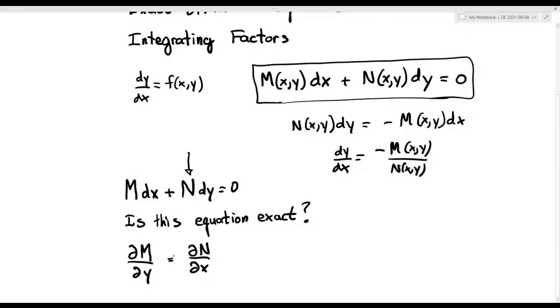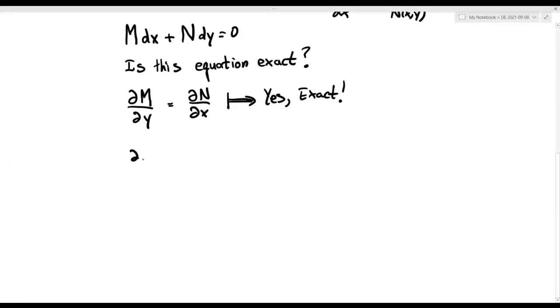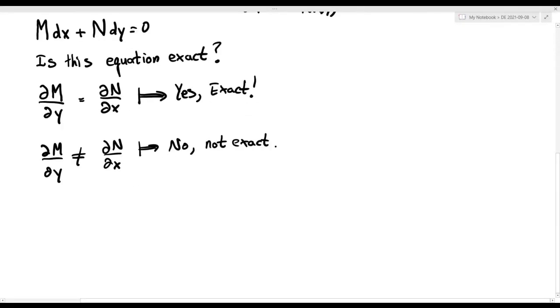So if these are equal, then we can say yes, our differential equation is exact. If these two partial derivatives are not equal for all x and y, then the answer is no, our equation is not exact. So let's look at an example.